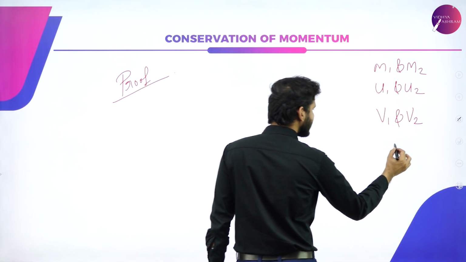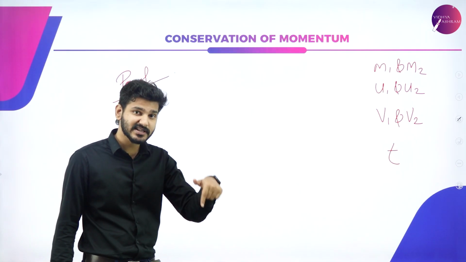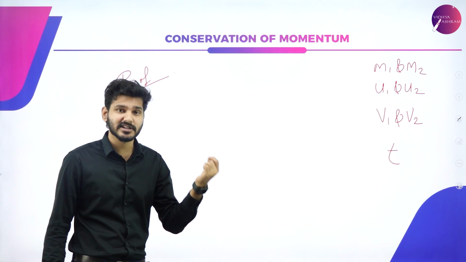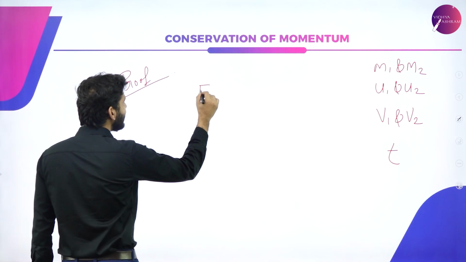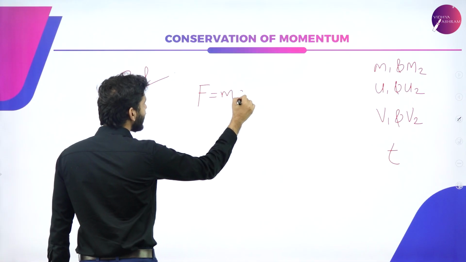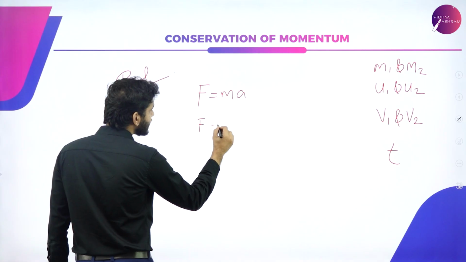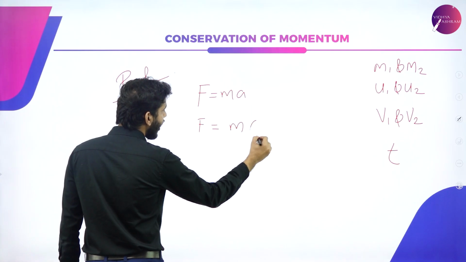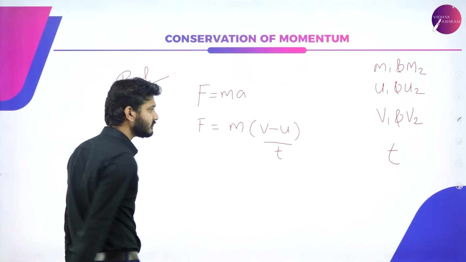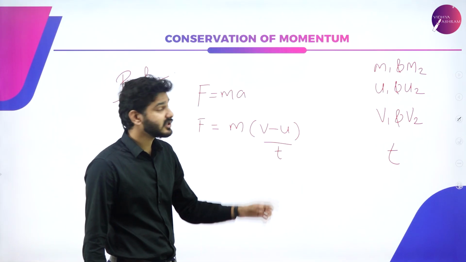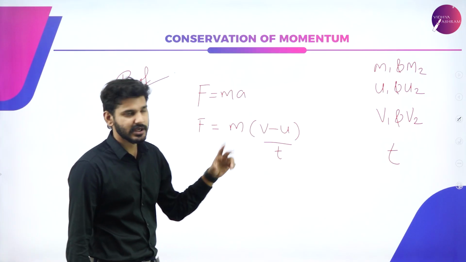So I'm assuming that it happened in t amount of time, then I can say that the force experienced by that particular object, generally F is equal to ma, or simply F is equal to m(v minus u) divided by t, because (v minus u) by t is nothing but acceleration. So I'm going to write it as m into (v minus u) by t.